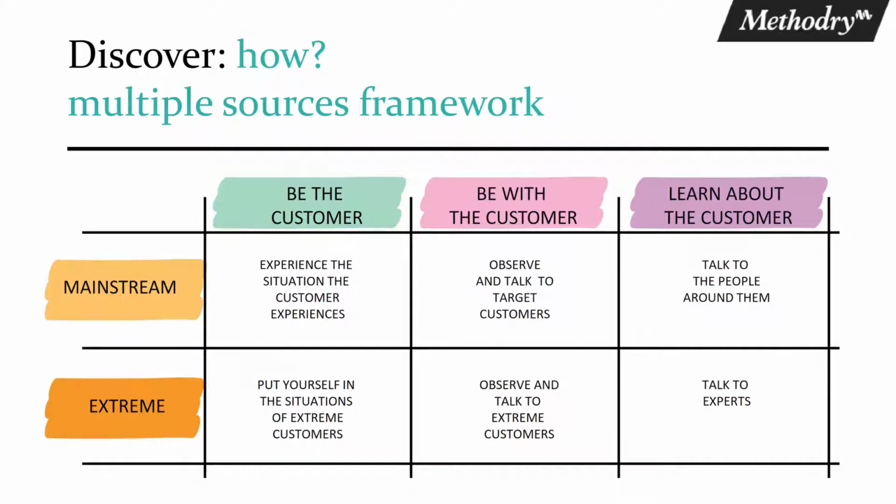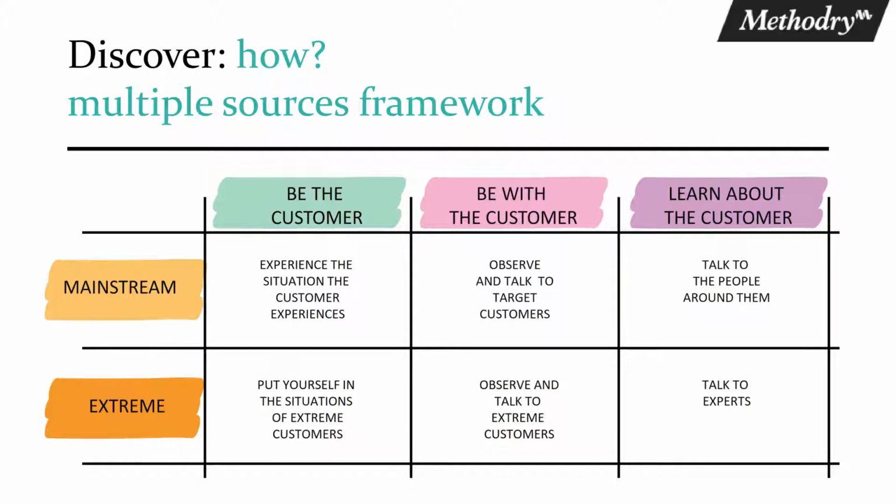So with each of those groups, the mainstream and the extreme, what we try to do is be the customer, be with the customer, and learn about the customer. So with the mainstream group, what we try to do is immerse ourselves a little bit in the situation that that customer experiences. To be with the customer, what we try to do is observe them and talk to them in the right context. And to learn about them, we talk to the people around them. With extreme customers, we do similar things. We put ourselves into the situation of extreme users.